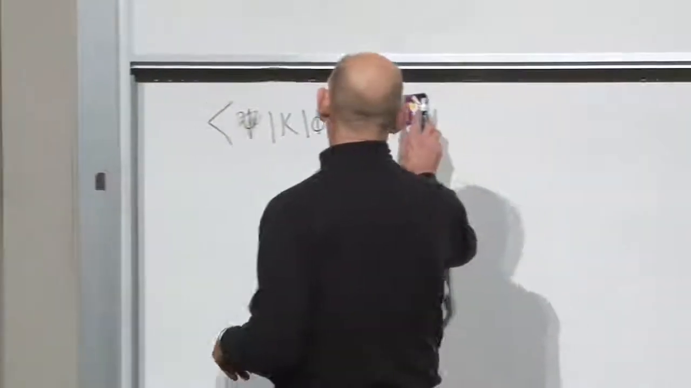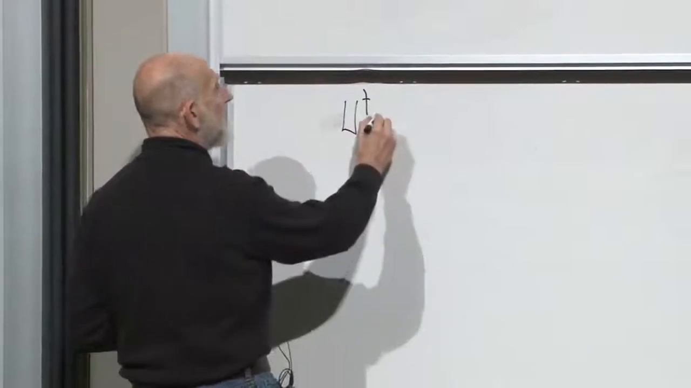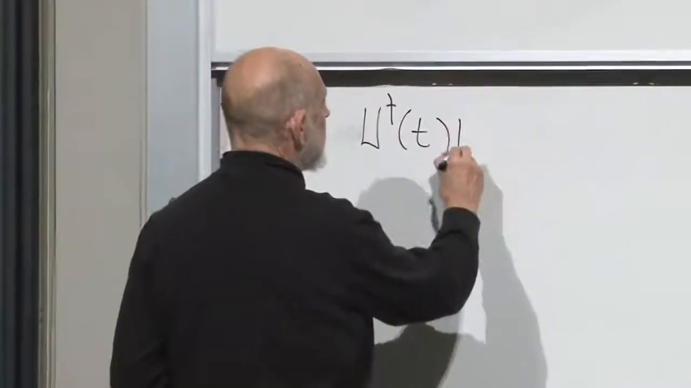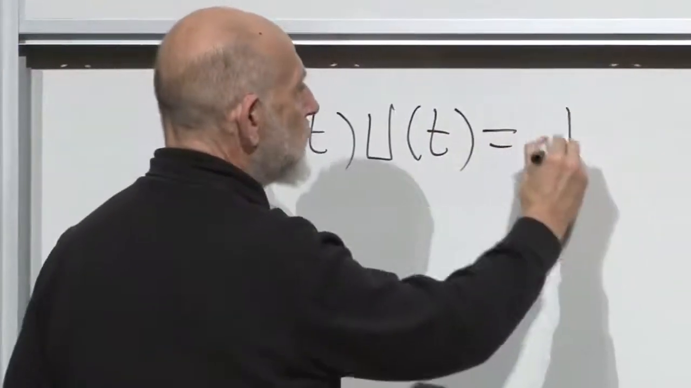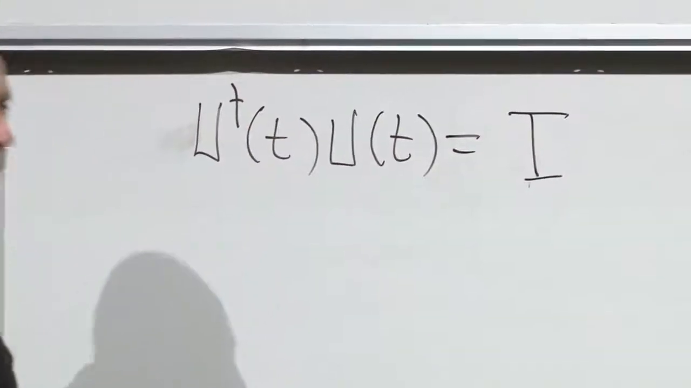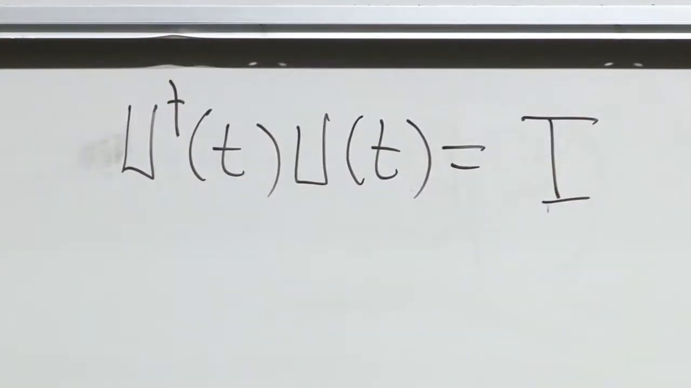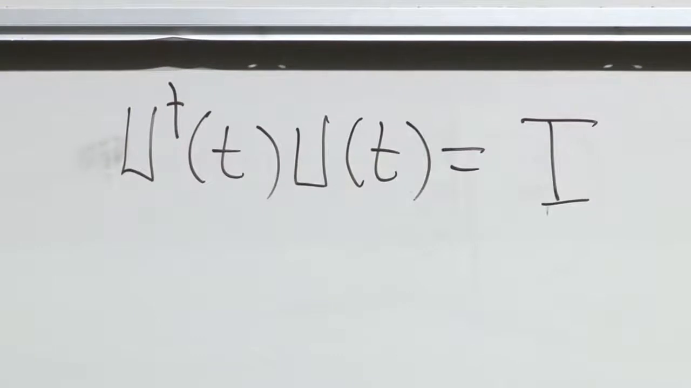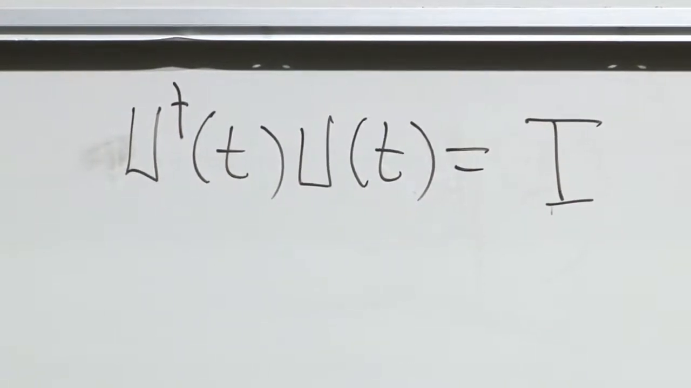That's the content of conservation of overlap. U dagger of t for any t times U of t is equal to the unit operator, meaning the operator which does nothing, just gives you back the same vector. Question? Can you then say that one is the inverse of the other in matrix algebra? Yes, you can. Indeed. Right.